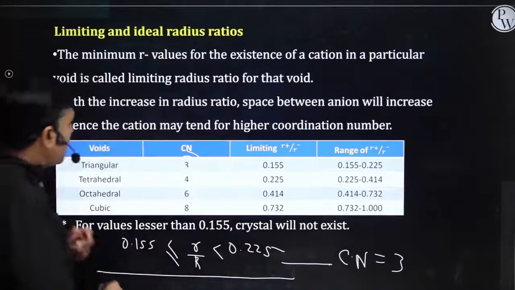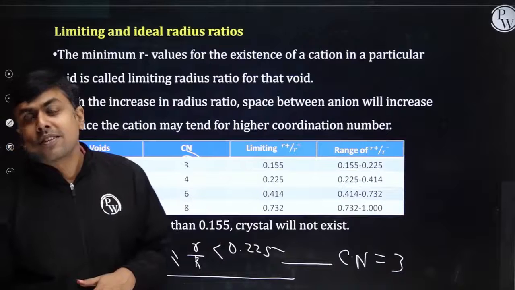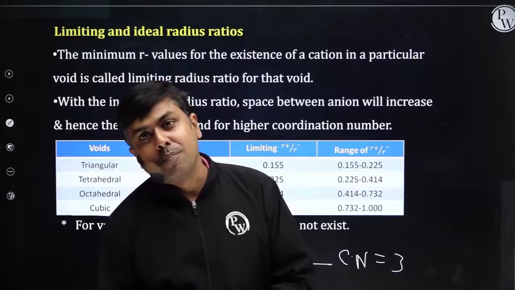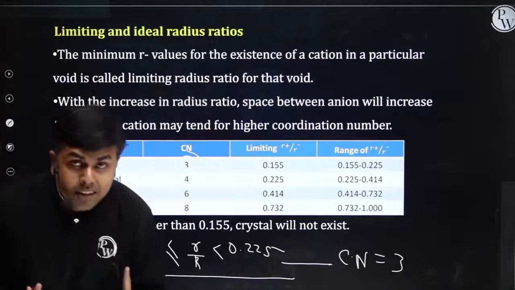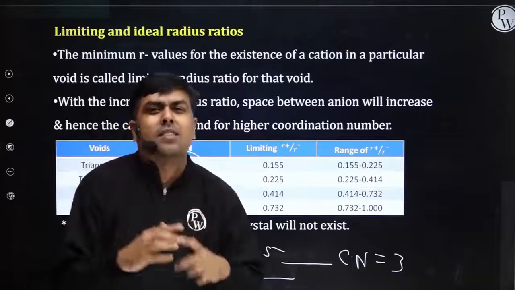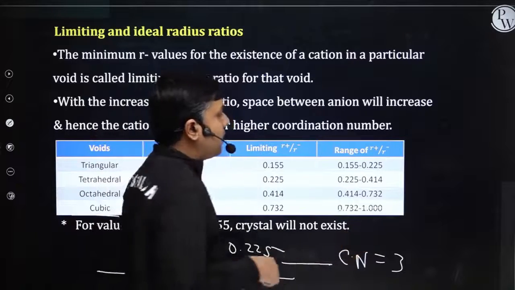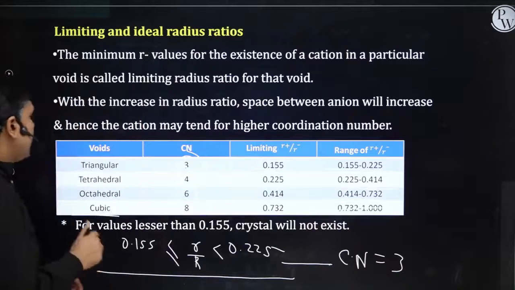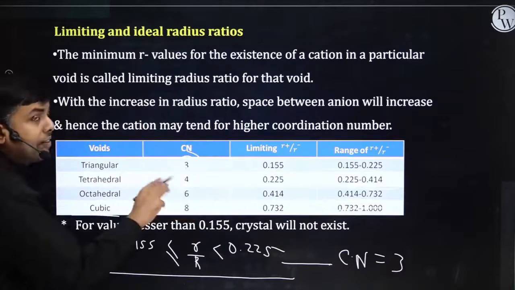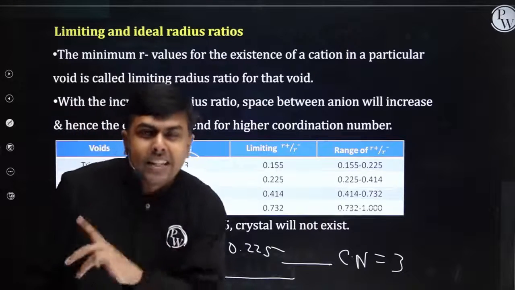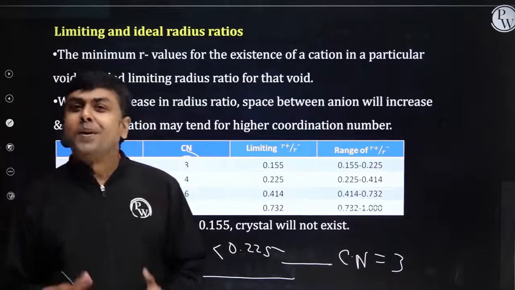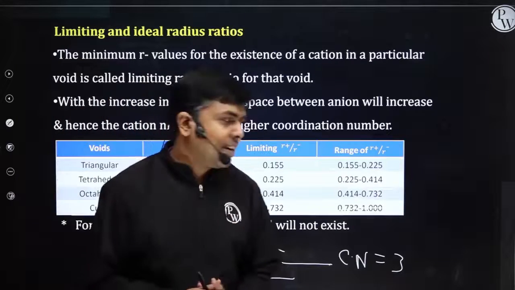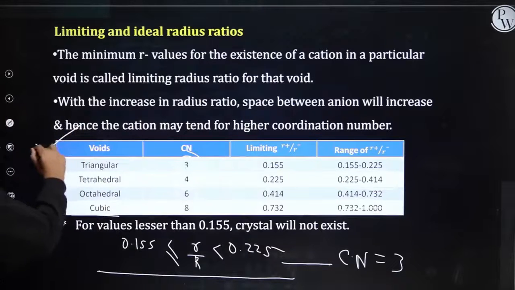And in case of cubical voids, the minimum size of cations which should be placed in order to have a coordination number 8 should be 0.732 times the radius of anion, and maximum it may go up to 1. So this is the radius ratio of cation and anions in order to have different coordination numbers. With increase in the radius ratio, the coordination number also increases. Am I clear, students? These things are quite important. So please go through this table very carefully.